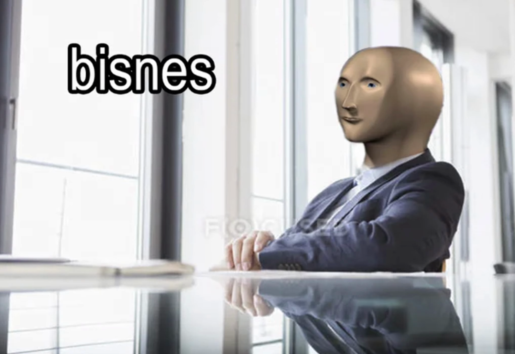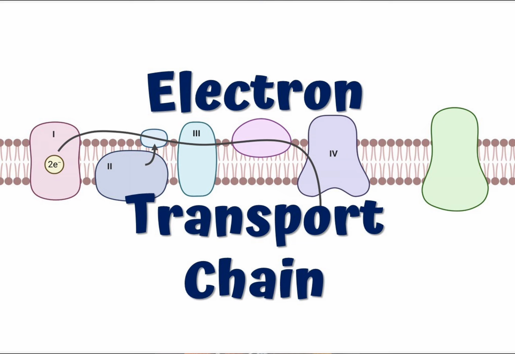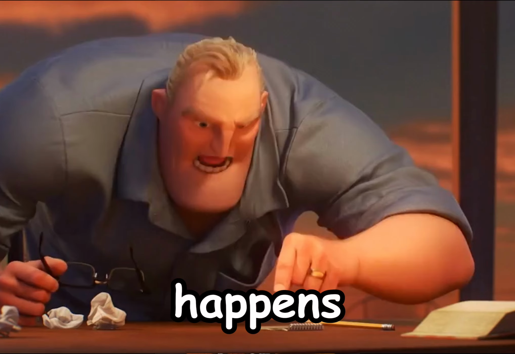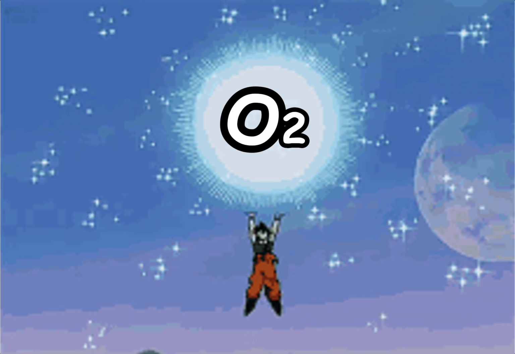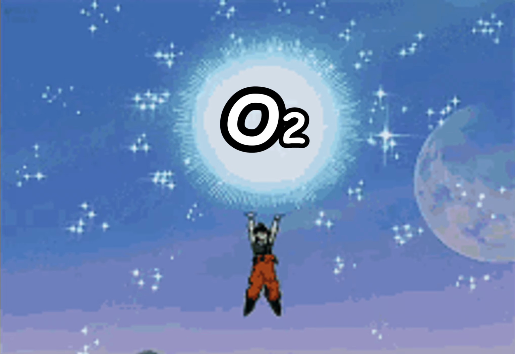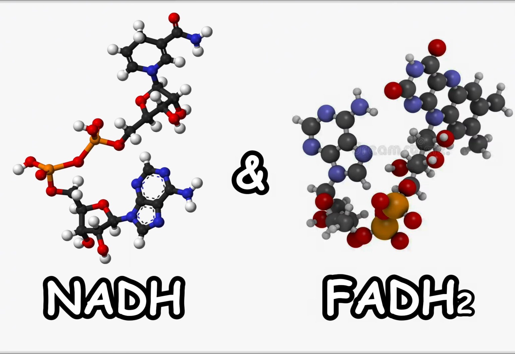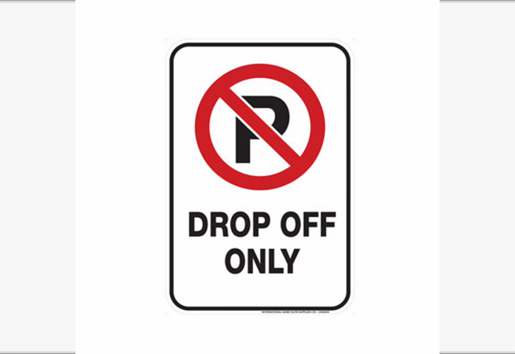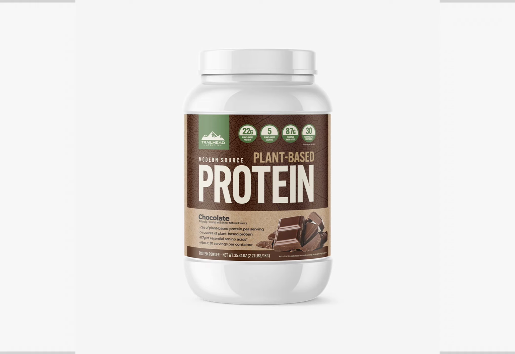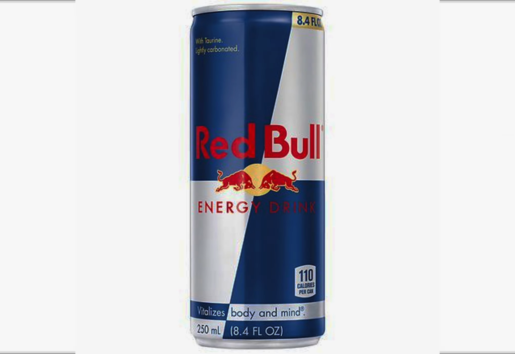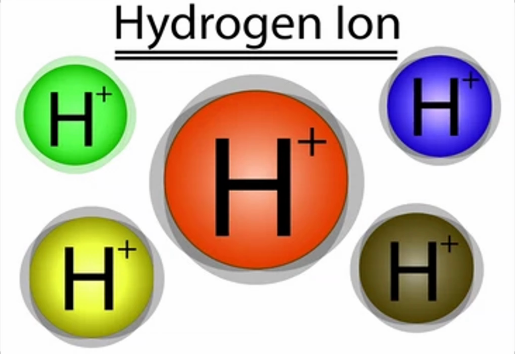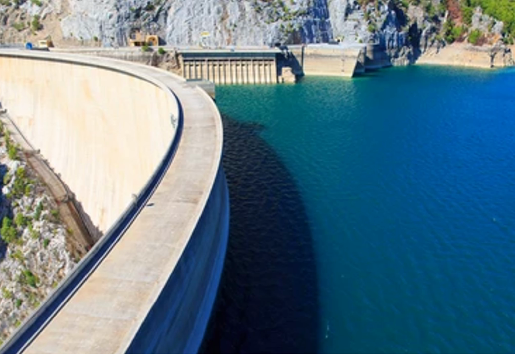The final and most profitable stage is the electron transport chain and chemiosmosis. This happens on the folded inner mitochondrial membrane, the cristae. This is where we use the oxygen reactant. The NADH and FADH2 taxis drop off their electrons. These electrons move down a chain of proteins like a hot potato game. As they move, they release energy, which is used to pump hydrogen ions. They build up a huge concentration gradient, like water behind a dam.